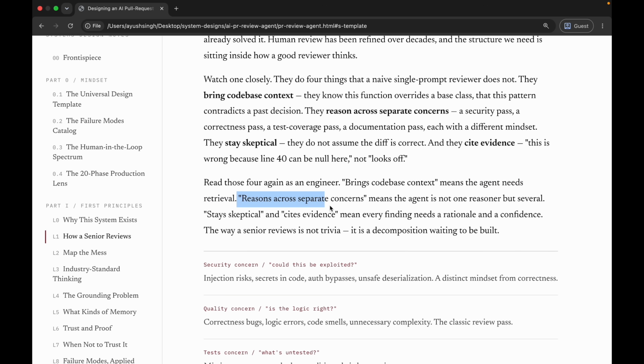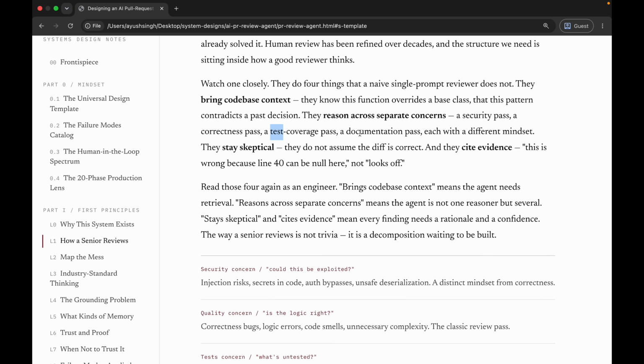Then something we have known as context RAG and all, which we'll discuss. Then it should reason across separate concerns, which means that we should not have just one agent. We should have several agents, such as a security agent, a test agent, a documentation agent, a correctness agent, 4 or 5 different agents, right? And then there should be some master agent which will take all the concerns and combine their results. So 4 people reviewing, and then there's one orchestrator which reviews everything, and then the final one which combines all the agents' output, right? Then it stays skeptical and cites evidence, which means every finding needs a rationale and a confidence to say that this is why I said it.